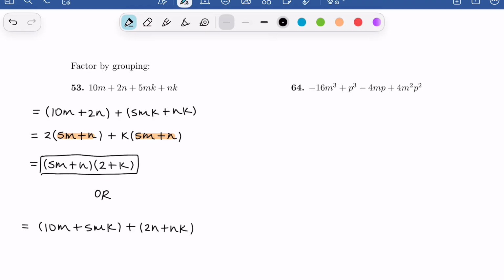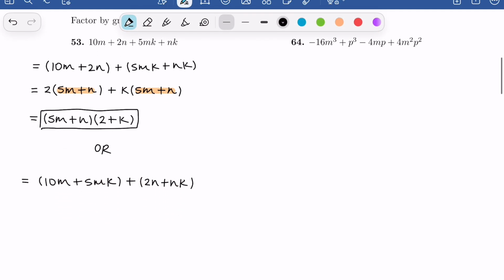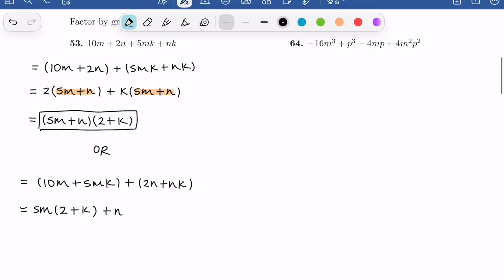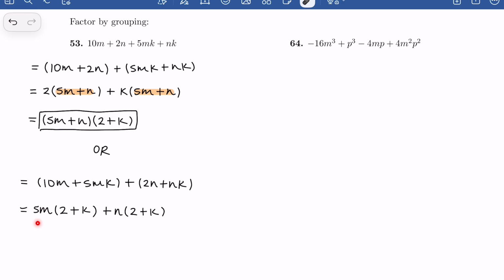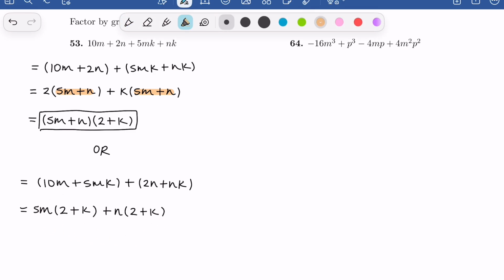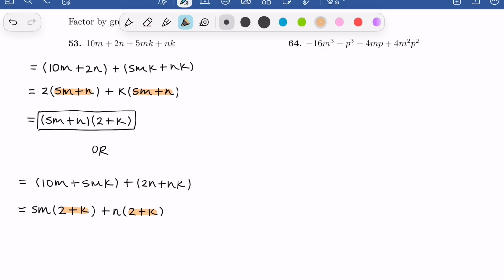And now we'll proceed just like we saw above. We're going to pull out a common factor from both of these terms in both groups. So for this first one, we're going to pull out that common factor of 5m. We're going to be left with 2 plus k. And for our second group, we're going to pull out that common factor of n. We're going to be left with 2 plus k. Now we're going to factor this entire polynomial just like we saw above, but in this case, now they share a common factor of 2 plus k. But that's fine. That's what we're going to pull out from both of our terms. So we're going to have 2 plus k, and then we're left with 5m plus n. And this would be our final answer.